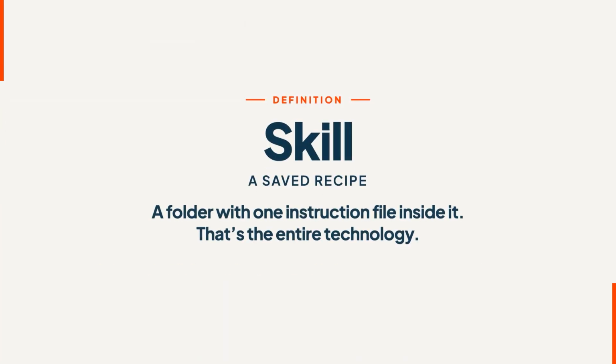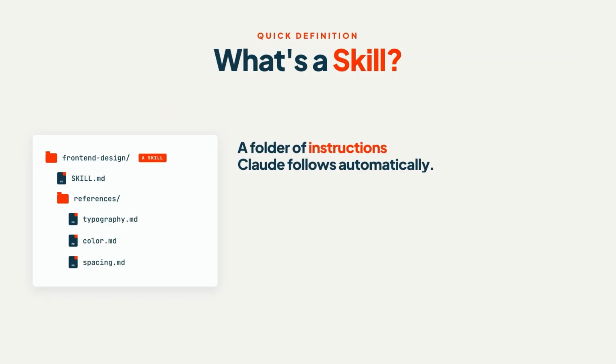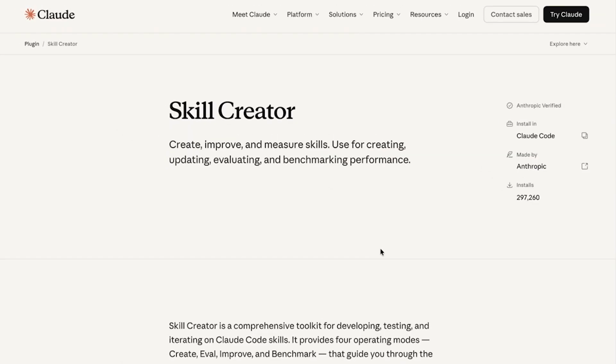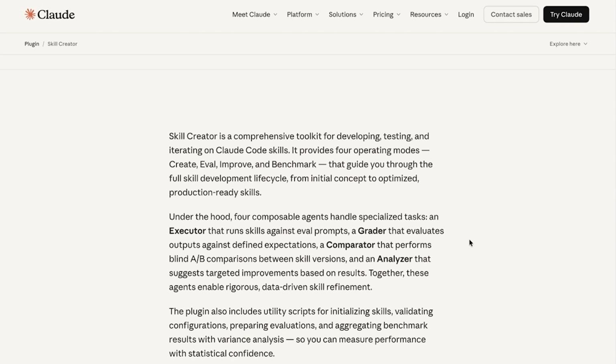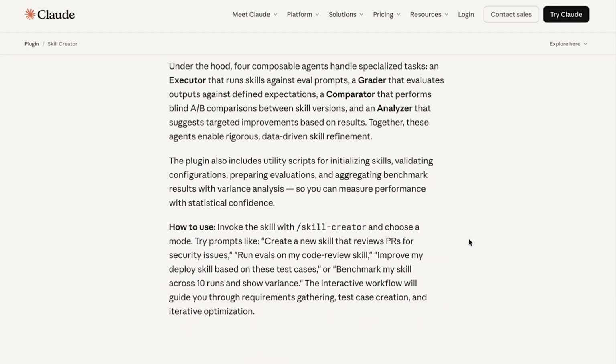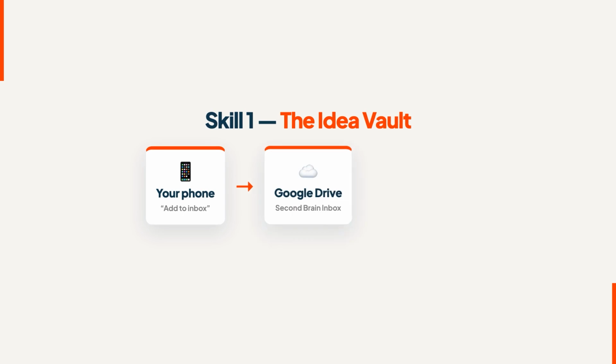A skill is a saved recipe or SOP for something that you do constantly. And it's not magic. A skill is literally a folder with one instruction file inside it. That's the entire technology. Say you write captions the same way every single time. You do it once with the AI, tune it until it's right, then say, save that as a skill. Now it's a command you can ask forever. And you don't have to write it from scratch. Anthropic ships a skill creator that interviews you and writes the skill for you, so it keeps it nice and easy.